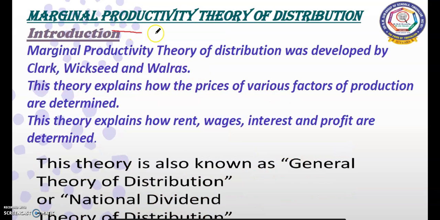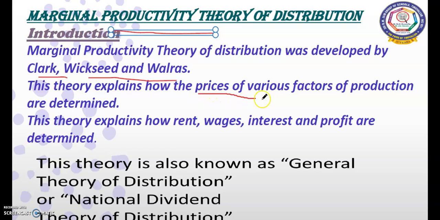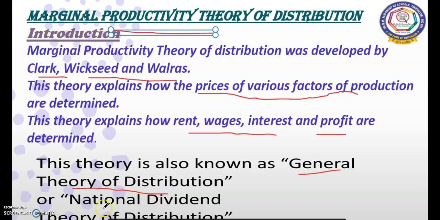Now, marginal productivity theory of distribution. It was developed by Clark, Wicksteed and Walras, and this theory explains how the prices of various factors of production like land, labor, capital are determined. This theory explains how rent, wages, interest and profit are determined. This theory is also known as general theory of distribution or national dividend theory of distribution.